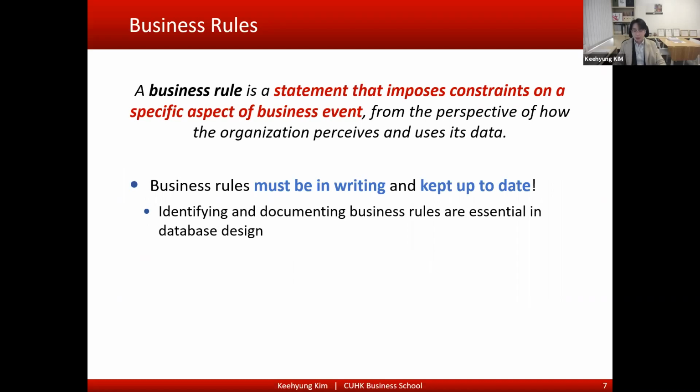Basically, when you do conceptual data modeling, you should be able to identify business events. And for each business event, you have to identify business rules. The company should keep those business rules in writing so that there's no confusion among the employees and the people working in the company. Business rules should always be kept in writing and up to date. If there's any change in the company's policy, the business rule should be updated too.